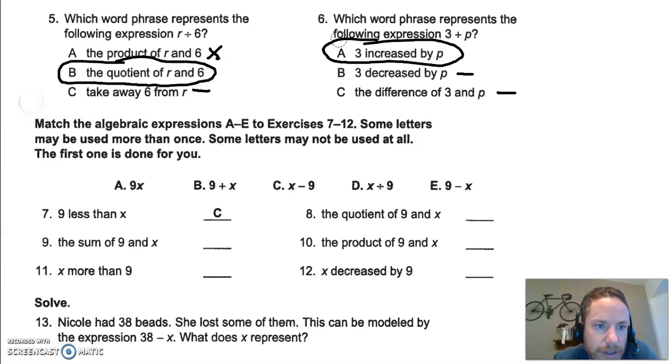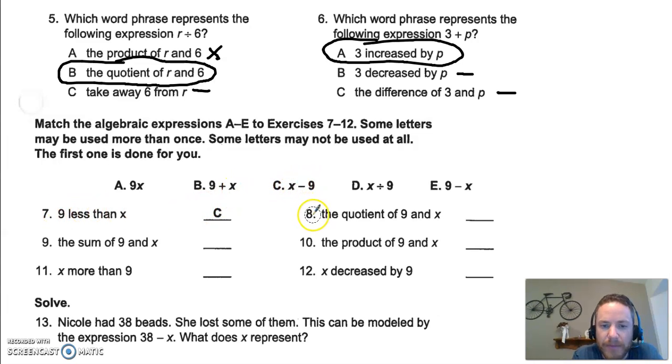We're on the matching. It says match the algebraic expressions A through E, that's these guys right here, to exercises 7 through 12. Some letters may be used more than once. Some letters may not be used at all. The first one is done for you. So the first one is number 7, 9 less than x. We kind of already talked about that. They chose C for us because x is the greater value, and 9 less than that means we subtracted 9 from x. So number 7 is C.